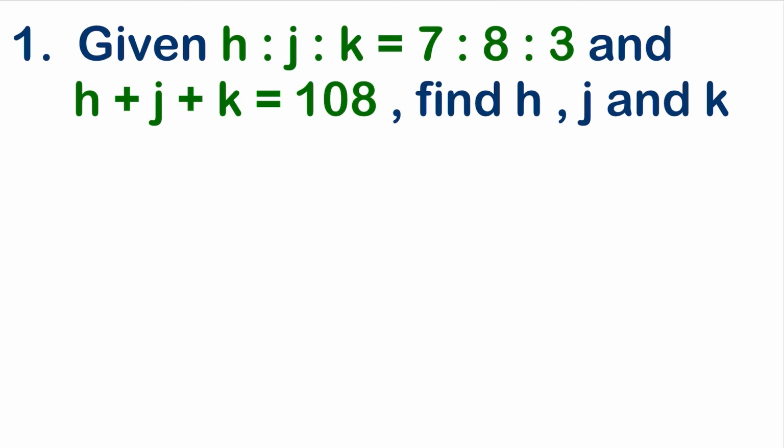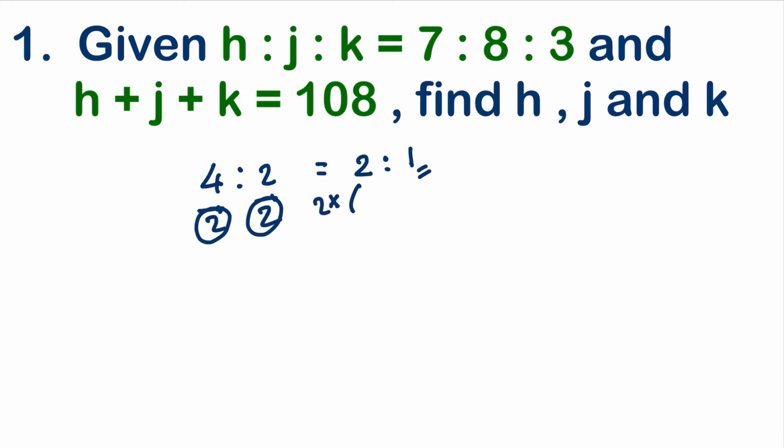What do I mean that the ratio has been simplified? If we have 4 is to 2, an equivalent ratio will be 2 is to 1. Equivalent means if we divide both by 2, we are going to have 2 is to 1. If we want to go back to our previous ratio, firstly we divided by 2, so we are going to multiply by 2. If we multiply by 2, we are going to have 4 is to 2.